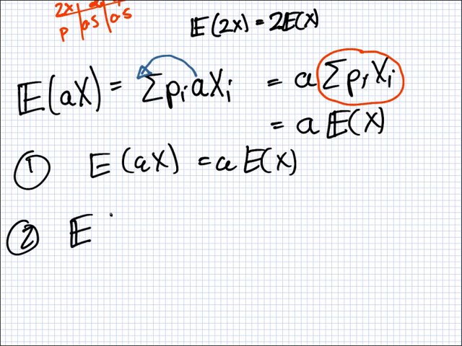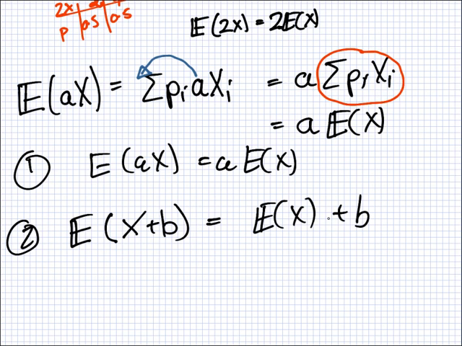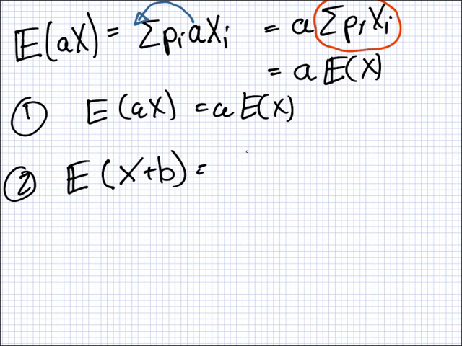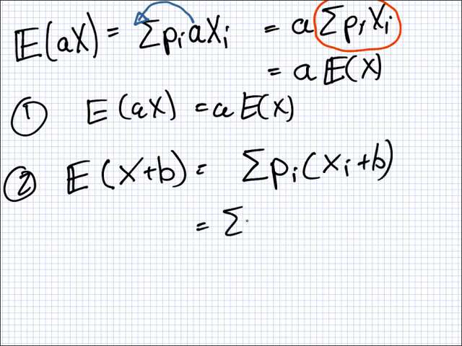Expected value. What about instead of multiplying by a constant, you add one? If you were to guess, you might think it will be the expected value of X, then plus the B at the end. Let's see what happens. So this is equal to, by the formula, the sum of p_i (x_i plus b), which is equal to the sum of p_i x_i plus the sum of p_i b, because I'm expanding here.